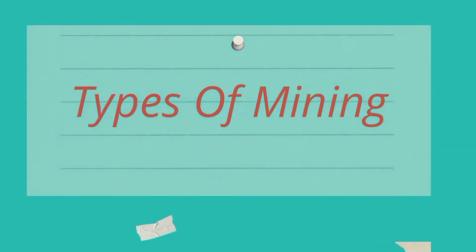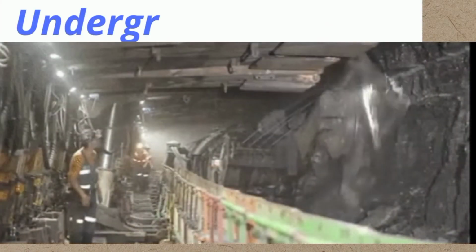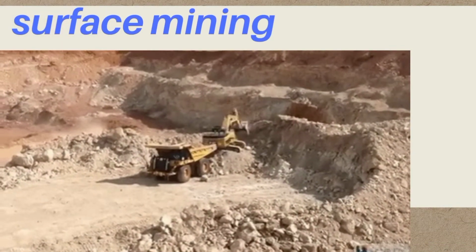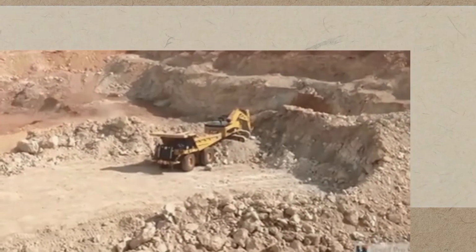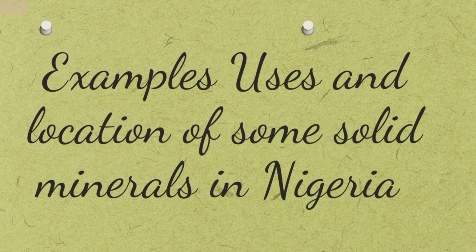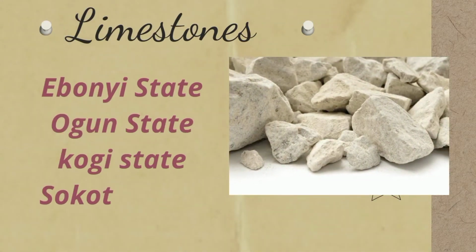We have different ways we can actually mine these minerals from the earth crust. The first one is underground mining, whereby we have to dig down, while the second method is surface mining, because the minerals are found on the surface. So we are looking at the uses, types, and location of minerals.